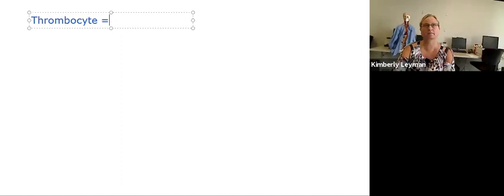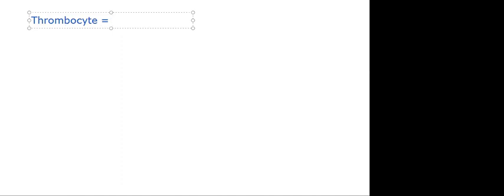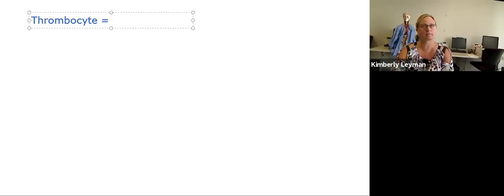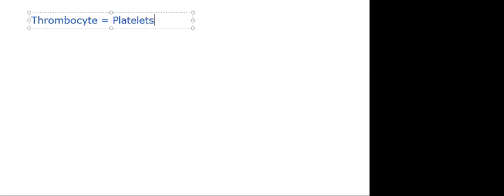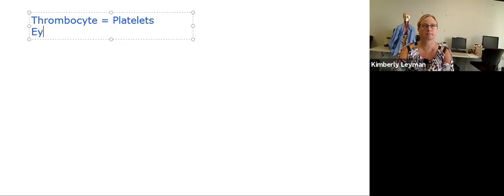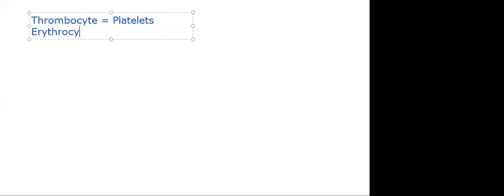What's a thrombocyte? It's a clotting cell. And what are our clotting cells called? Platelets. They're baby platelets. What is a red blood cell? What is a white blood cell?